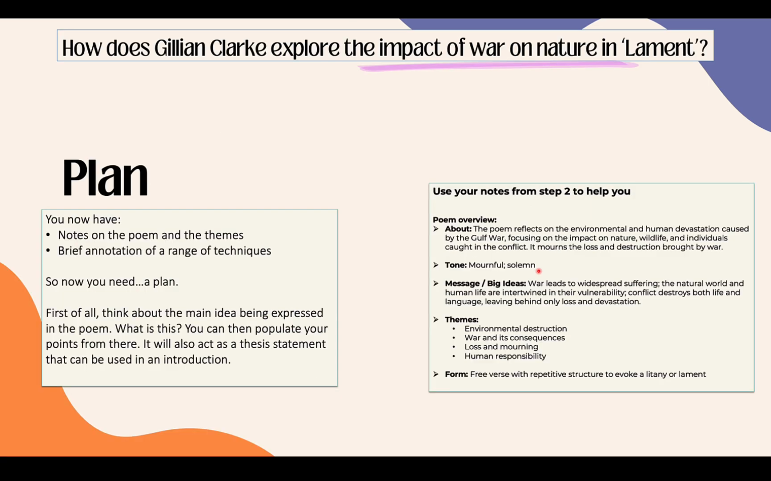So now we've got the notes on the poem, the themes, the big ideas. We've got our brief annotation on a range of different quotations and techniques. And then we just need to think, right, okay, what is the main idea being expressed in this poem? Okay, so the question has guided us a little bit, the impact of war on nature, but what really is the message here? What's the main idea? Once you've decided what that is, that can act as your thesis statement, and your thesis statement is your line of argument if your teacher has gone through this with you already. So your thesis statement is, this is what I believe in response to the question, and then you can build your introduction around your thesis statement, and your thesis statement is a little bit like a thread. It goes all the way through your essay and it pulls everything together.